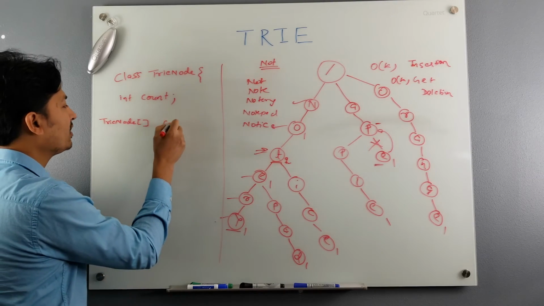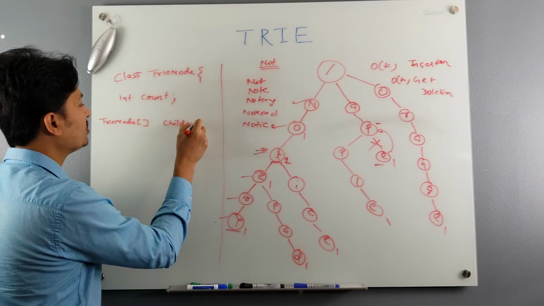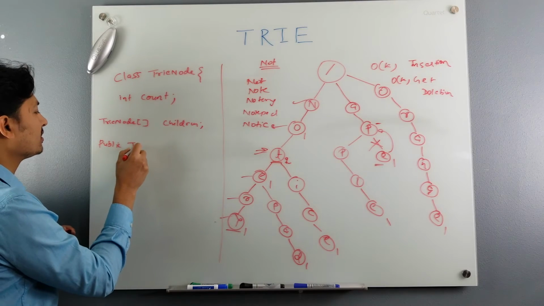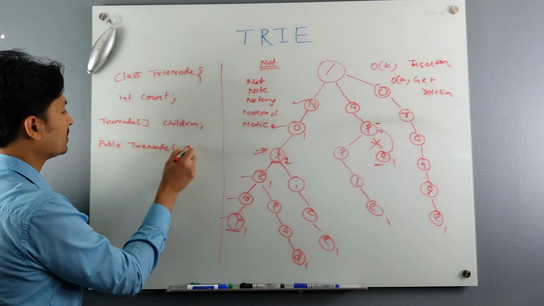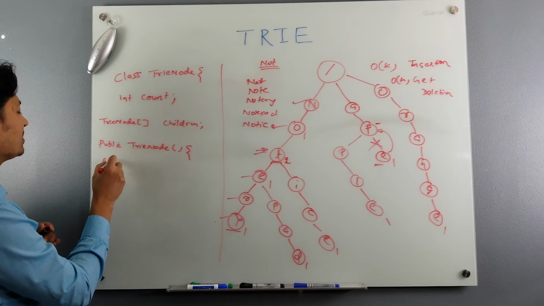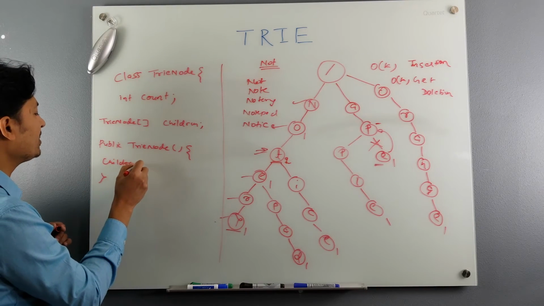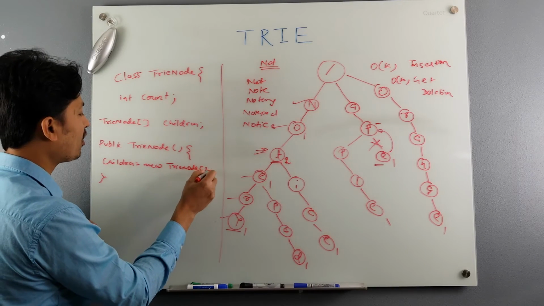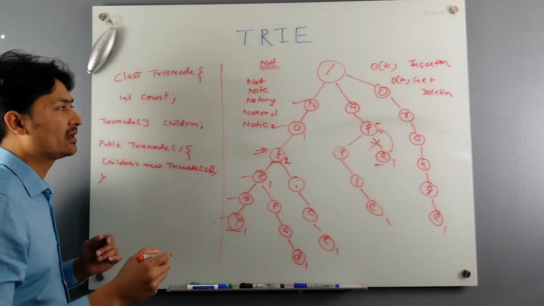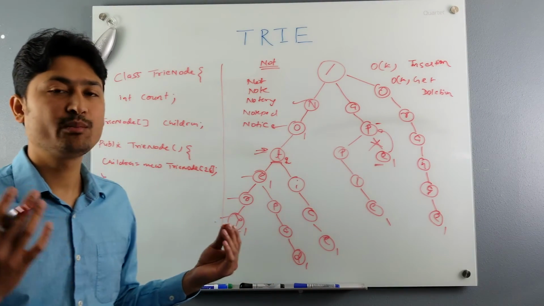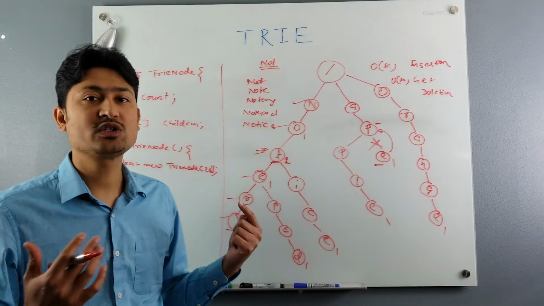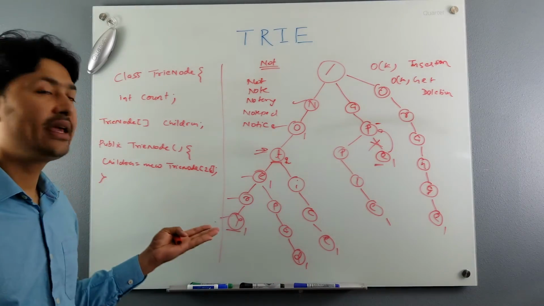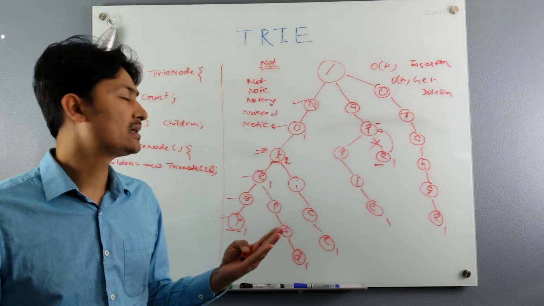So in this case, you can create a TrieNode array with a name, maybe children, and in the constructor you will initialize the children with a new TrieNode array of 26 length. If you have words with both lower and upper cases, you can take a 52 size array. If every character is allowed, then you can even take an array of size 256.